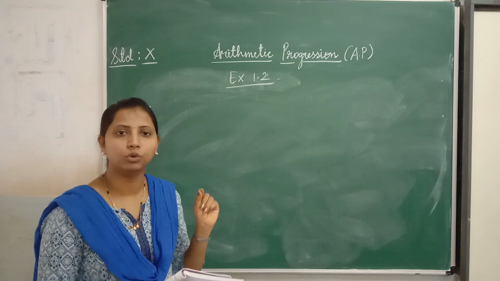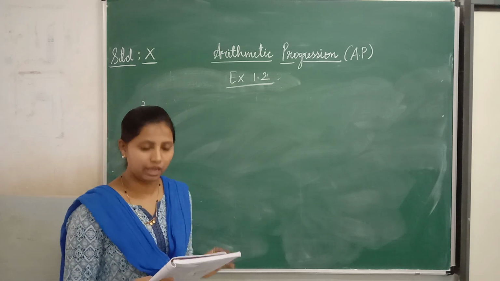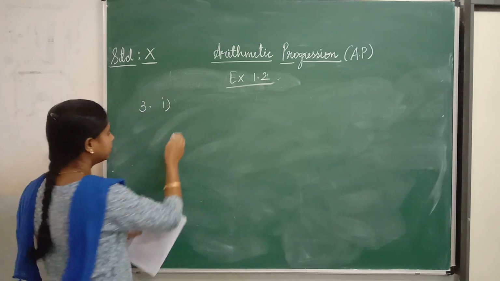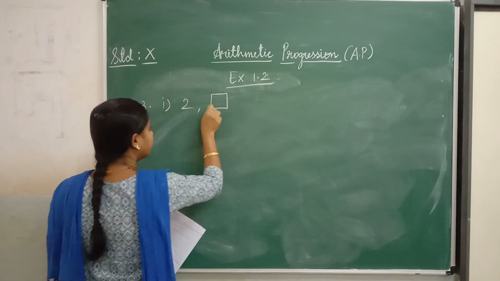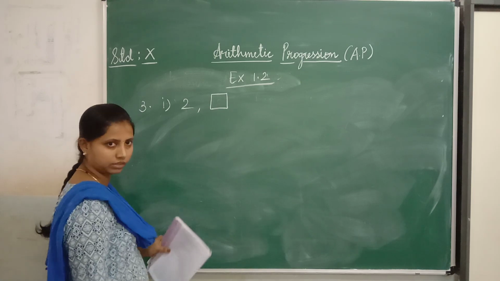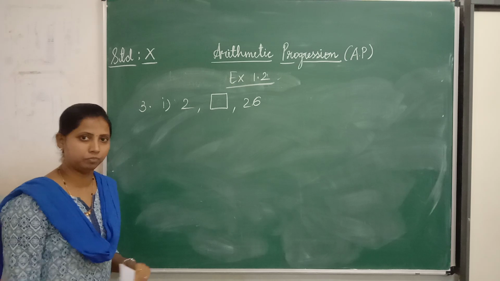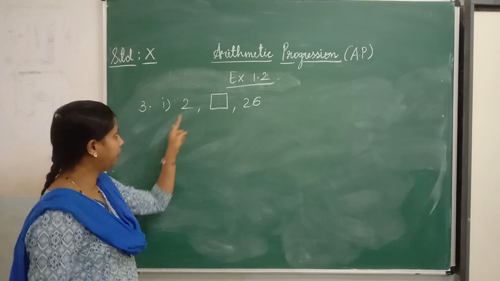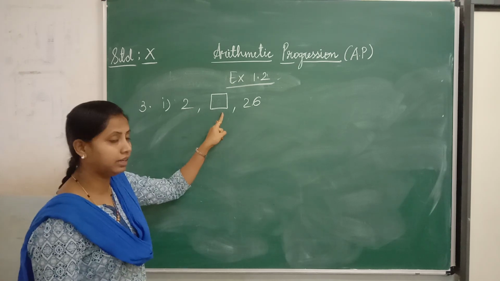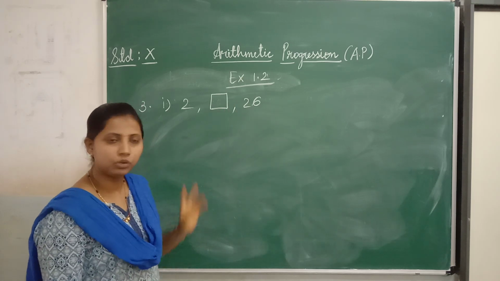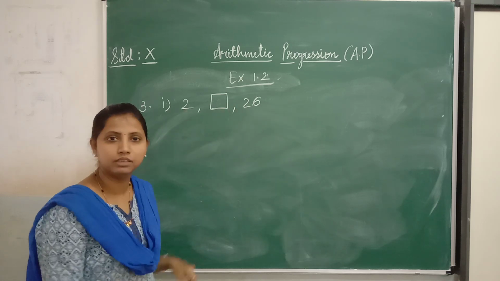There, you have to find those missing terms in the AP given. First one I will show you first. It is 2, and this is a fill-in-the-box. You have to fill this one. The next term is given as 26. First term 2, second term we have to find, third term is 26. Using these two things we have to find the second term.